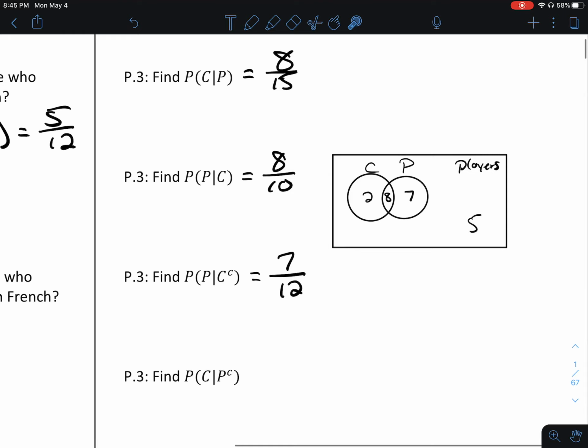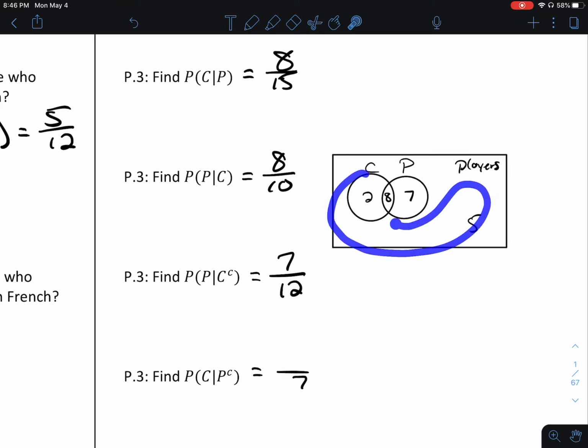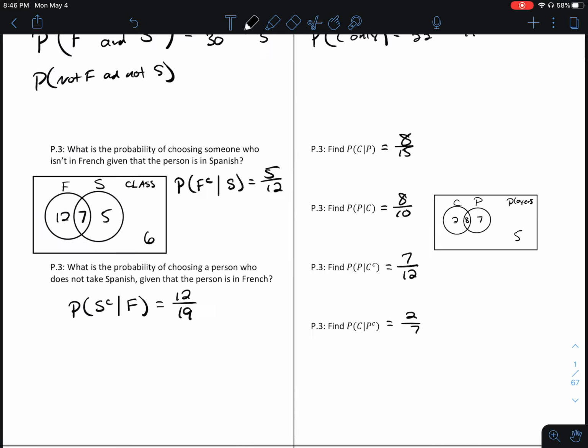Then the final one, what's the probability that someone had a concussion given that they were not pickers? So everyone in here is a picker. The not pickers would be the 5 and the 2. Not pickers is 5 and 2. That's 7 people total. Of the not pickers, how many of those have had a concussion? Just 2 out of the 7.